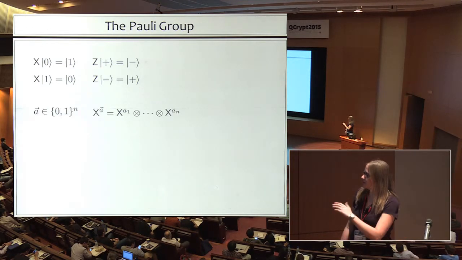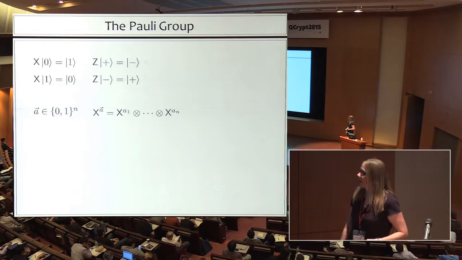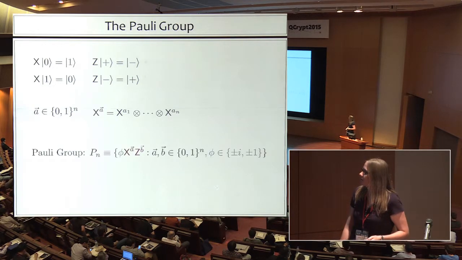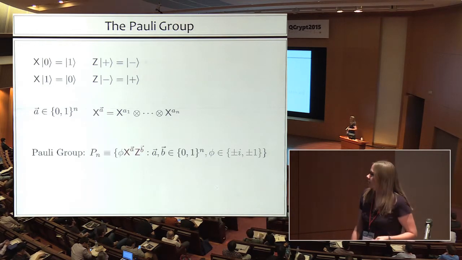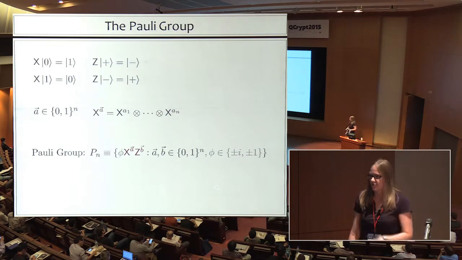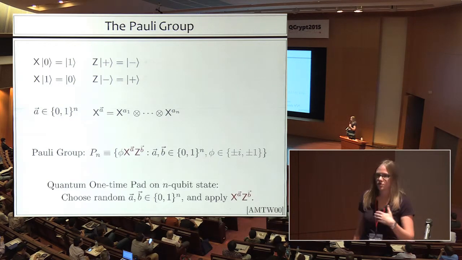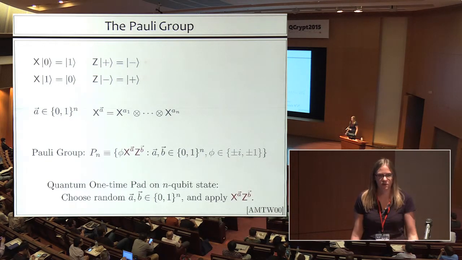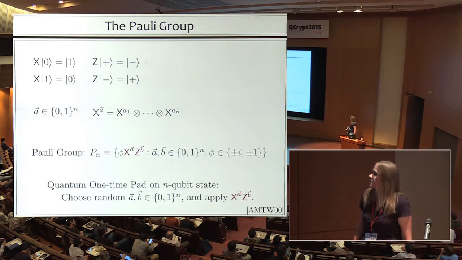And I'll be using this notation for any n-bit string A. The Pauli group is essentially, for every n-bit string A and B, X to the A, Z to the B, for some phases which are not important. And we know that if we choose a random Pauli and apply it to a quantum state, this is the quantum one-time pad, and this is information-theoretically secure.